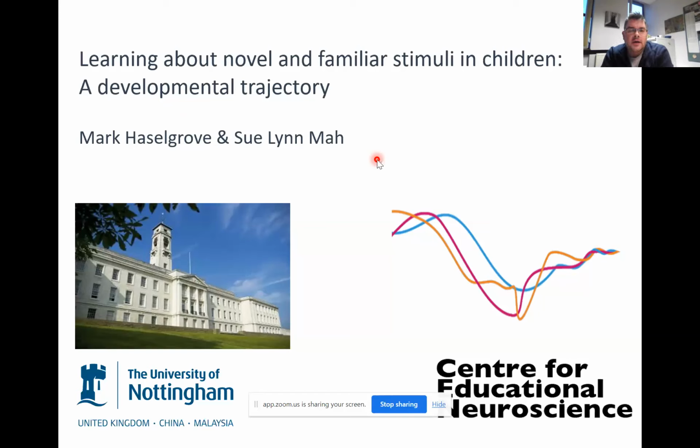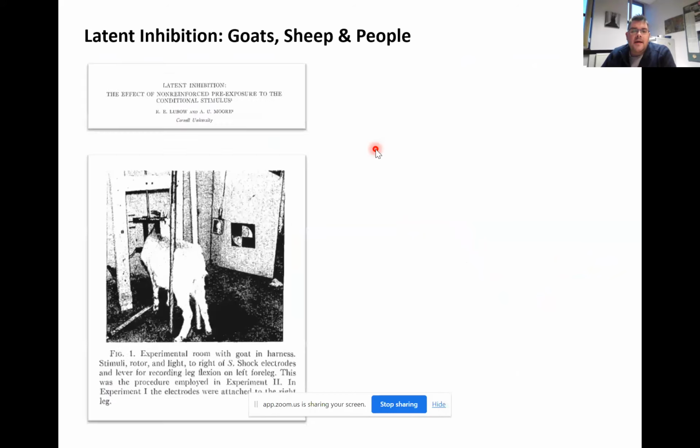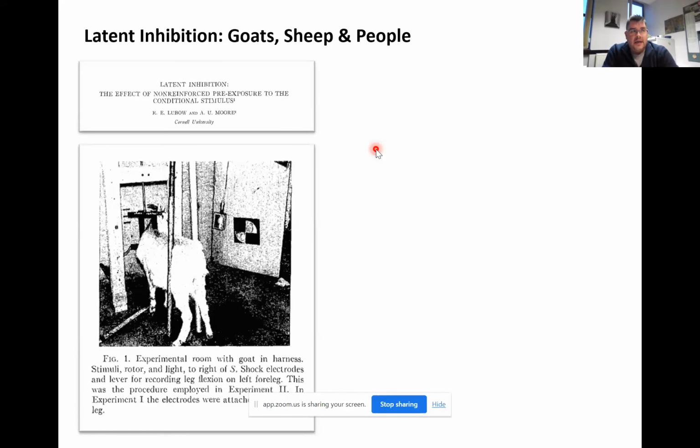So as said, I'm going to be talking today about learning about novel and familiar stimuli in children, a developmental trajectory. And this phenomenon that I'm going to talk about today is called latent inhibition. Conditioning and associative learning has an enormous amount of torturous jargon associated with it, and latent inhibition is one of those pieces of jargon. It's probably a misnomer in many ways. Latent inhibition is neither particularly latent nor necessarily inhibition. But it is a remarkably simple behavioral phenomenon. It simply refers to the observation that learning about a novel stimulus proceeds more rapidly than learning about a familiar stimulus. And that's all there is to it. If you take home nothing more than that from this talk, you're doing all right.